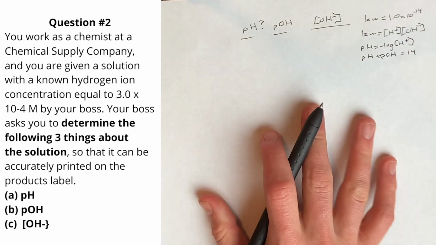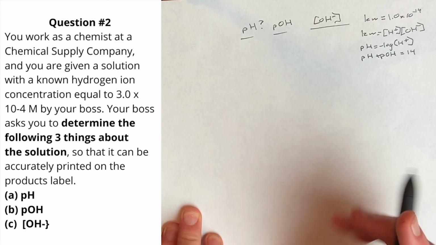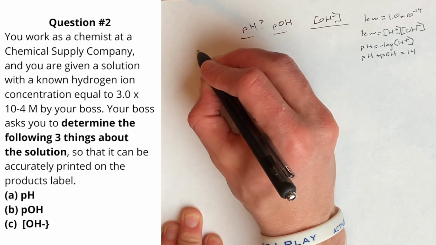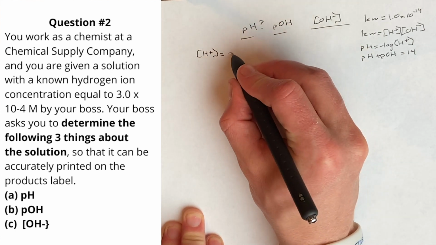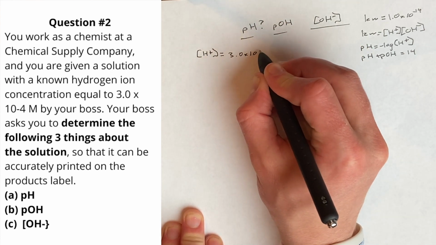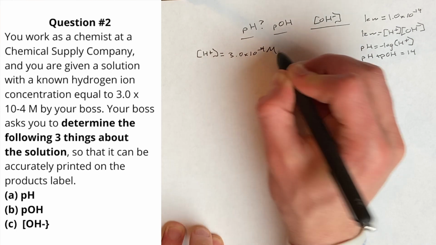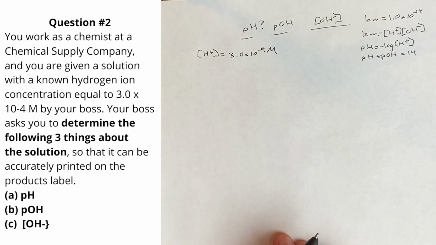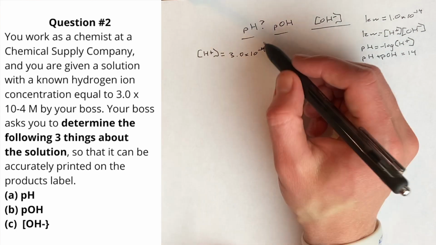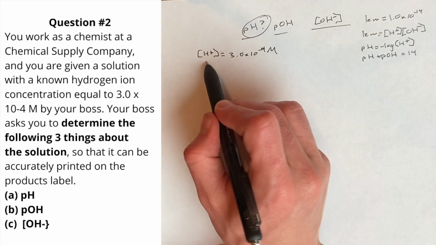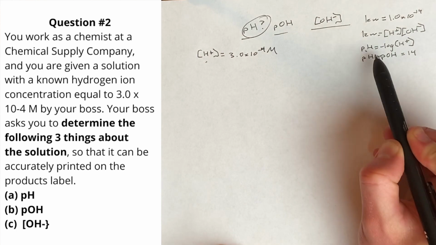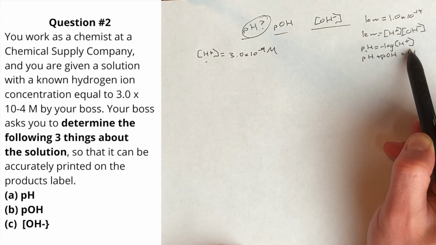And the only thing they tell us that we know initially is that the hydrogen ion concentration, the H plus, is equal to 3.0 times 10 to the negative 4 molarity. All right, so we can really start anywhere we want to start. I think the most obvious place to start is going to be right here and solving for pH, because we know H plus. Our formula for pH is equal to the negative log of H plus.